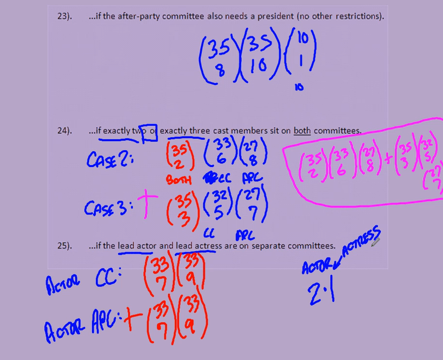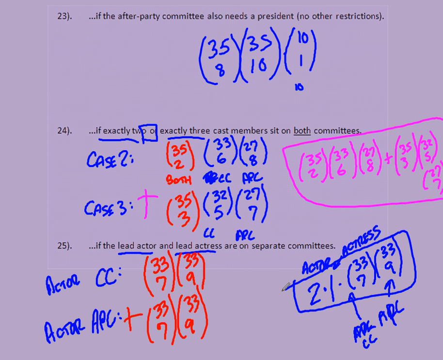So now she's done. Now we need to fill up the rest of the after party committee and the rest of the costume committee. Or let's do the costume committee first like we've been doing and the after party committee second. We still have 33 people. We need to choose 7. And we still have 33 people and we need to choose 9 for the after party. So as you can see, I have the exact same answer, because I have 2 times this binomial multiplication, and I had the same binomial multiplication added together twice. So each of those are valid, legitimate answers.